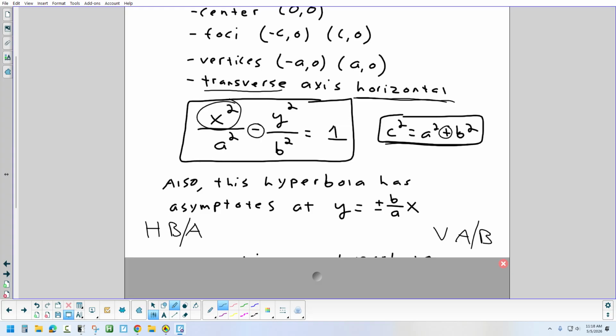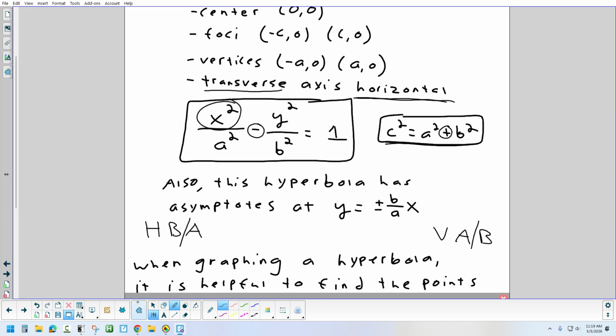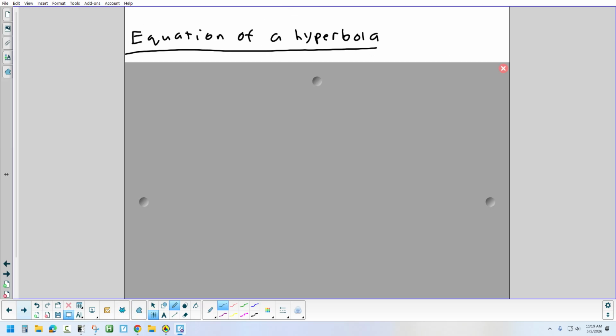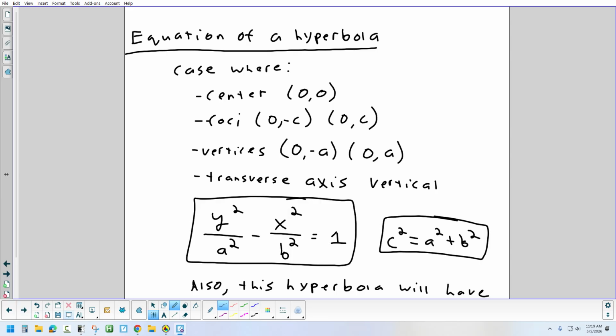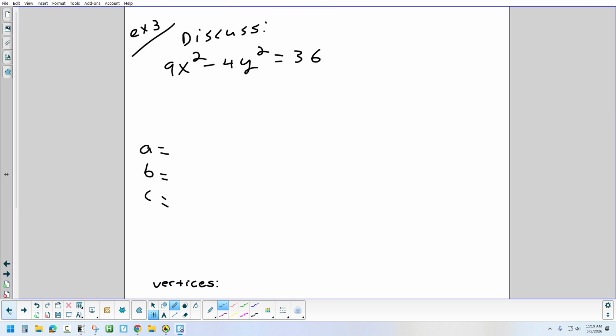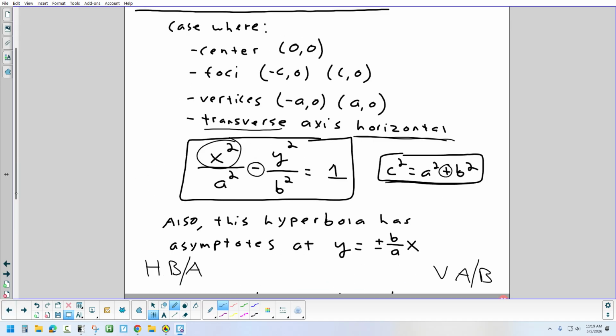Okay, so we haven't done the vertical one yet. I'm going to give you a chance to write that one down in a little bit. But the only difference between this one and the vertical one is look at the letters in the top. Now the y is positive and the x is negative. That's the only change. And when we write down the slope of the asymptote, vertical is a over b, VAB. We'll practice a few examples first, and then we'll try it.